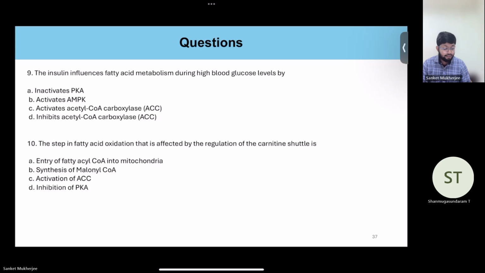Insulin influences fatty acid metabolism during high blood glucose level by inactivating the PKA, activating the AMP kinase, activates acetyl coenzyme A carboxylase, or inhibits acetyl coenzyme A carboxylase. So what would be the answer to this? I'll just give you a minute. We already discussed this today.